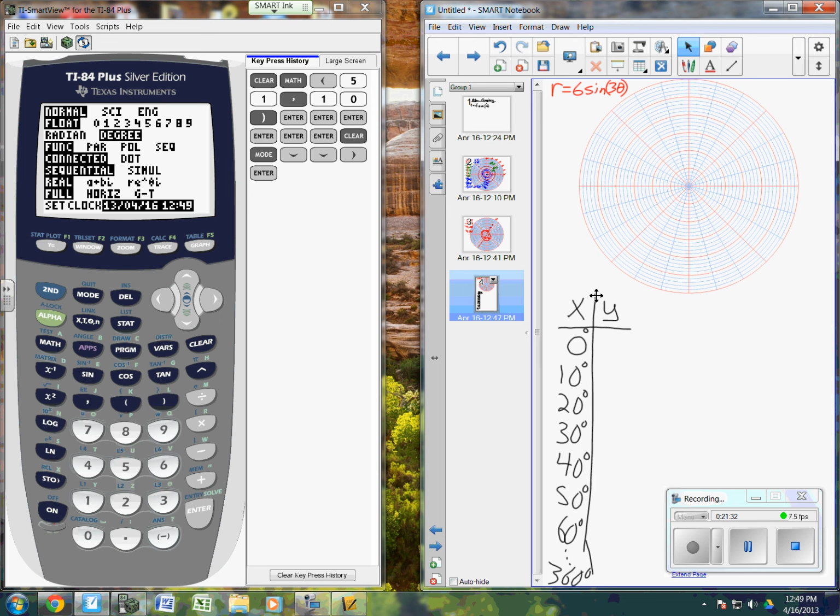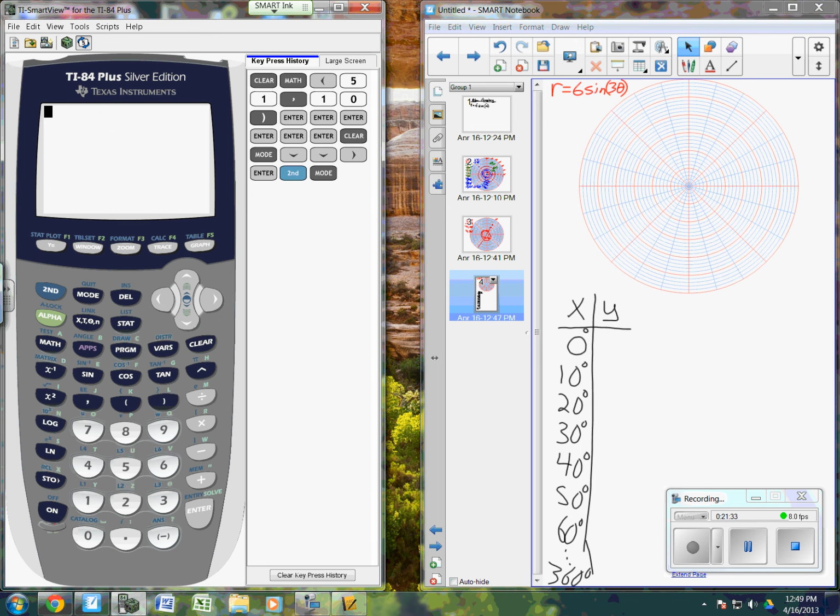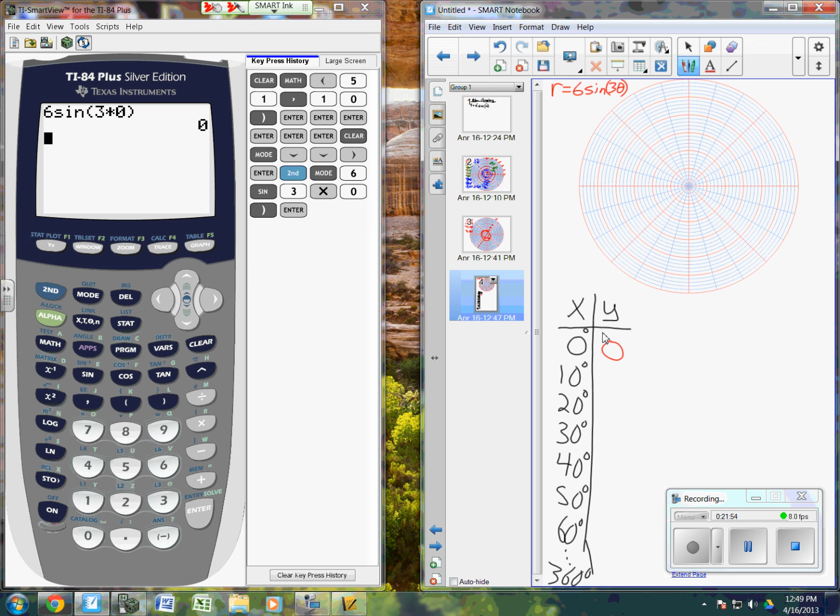So this is what we're going to do. Go back to your home screen now. We're going to start off with 0 degrees. So you're going to put in your calculator 6 times the sine of 3 times 0, because we're going to do 0 degrees first. Hit enter, and you get 0. So we have 0, 0. You're going to go to your pole, and you're going to put 0, 0. That's where you're starting at, right?